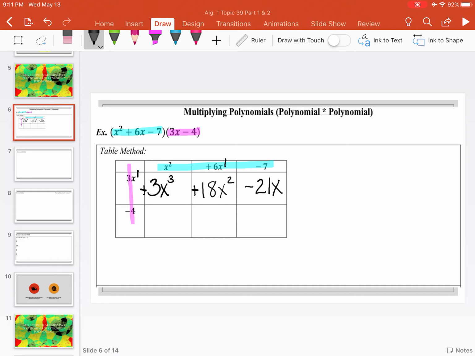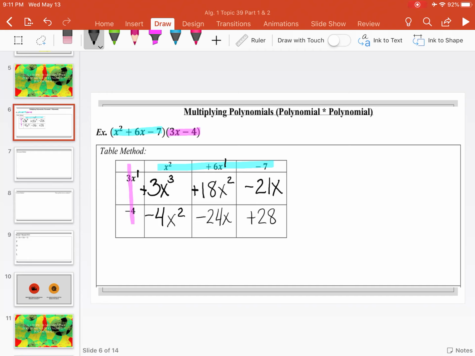Moving on to the second row, negative 4 times x squared gives us negative 4x squared. Negative 4 times 6x gives us negative 24x. And negative 4 times negative 7 is positive 28. So my table is filled.